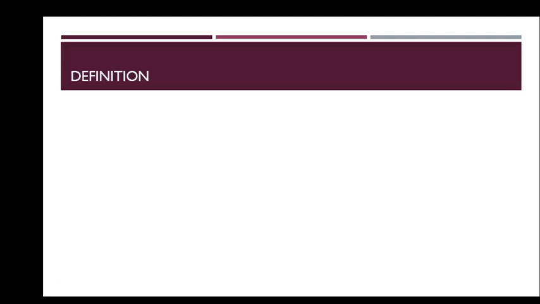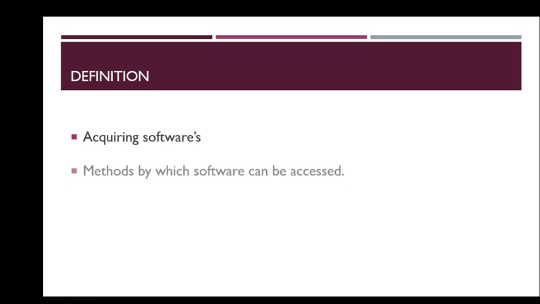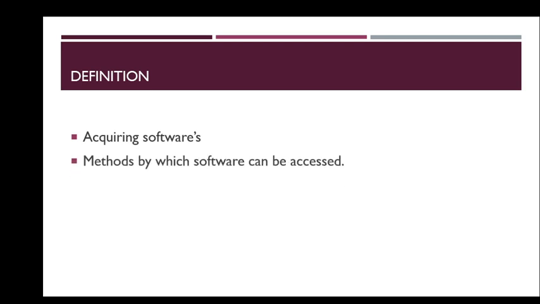Now let's try to understand exactly what software acquisition is by understanding the term acquisition. Acquisition has to do with you acquiring or obtaining something, or it can be an act of getting or receiving something. For us to define software acquisition, it's simply acquiring software, methods by which software can be accessed, or the act of getting something. In other words, different methods or ways of acquiring software or a system.